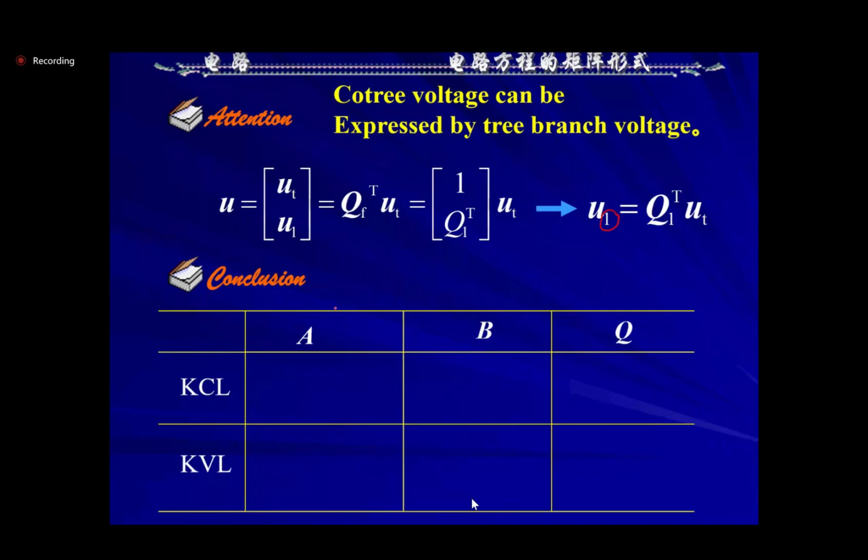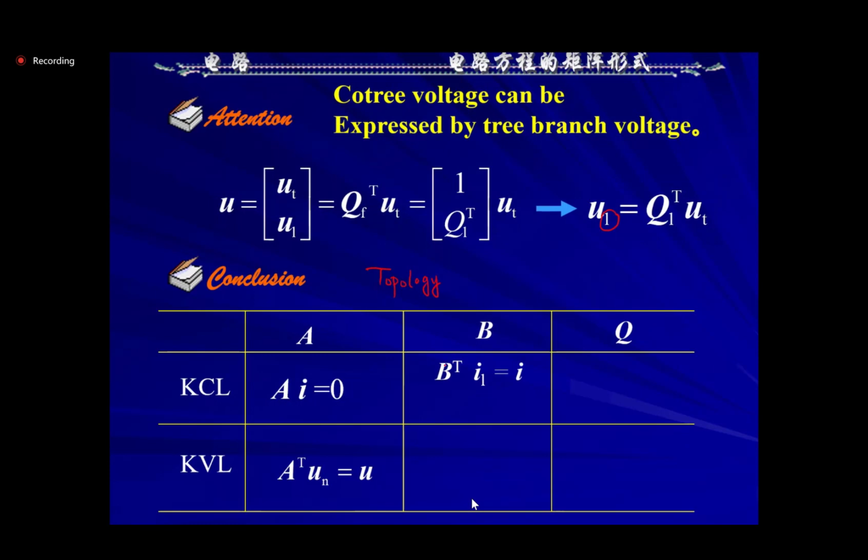Conclusion. We have introduced matrices A, B, Q. We use them to express the topology. And we can use A, B, Q to express KCL and KVL also. For the matrix A, the KCL is AI equals 0. The KVL is A transform UN equals U. This UN means node voltage.